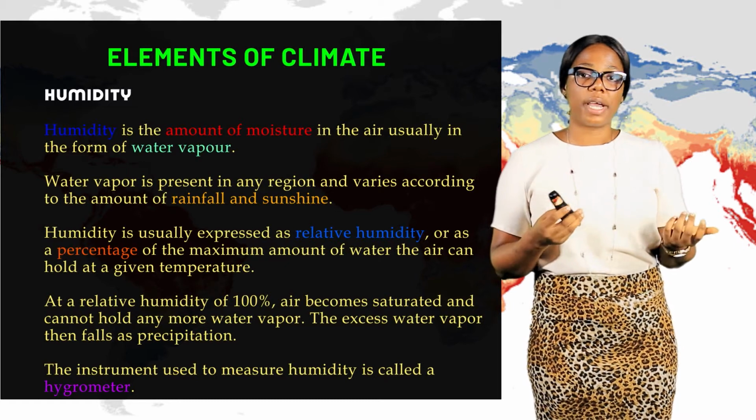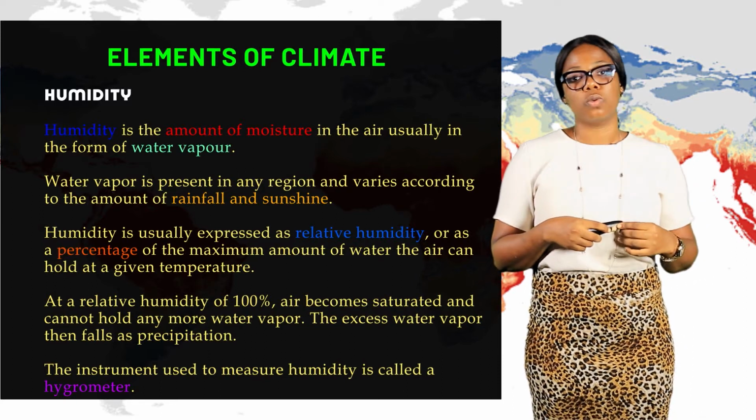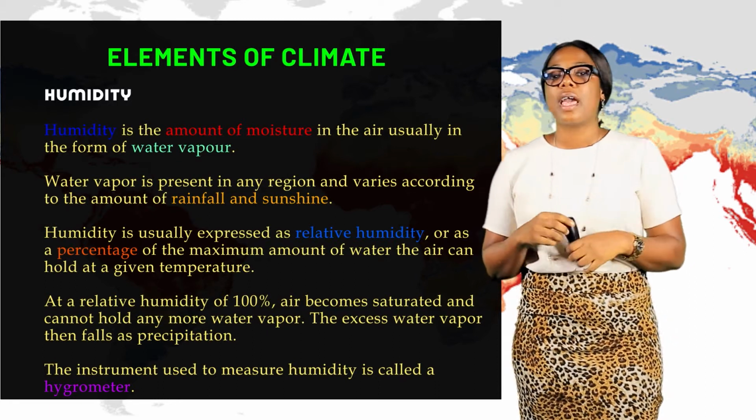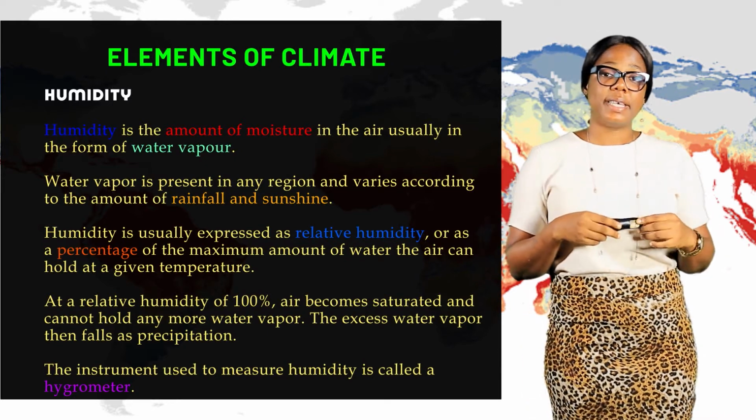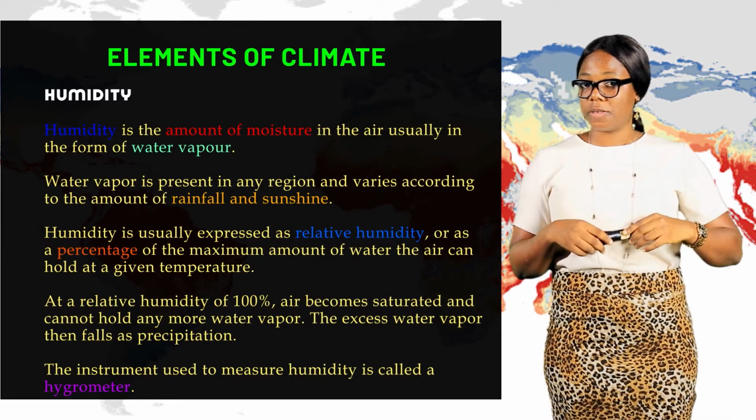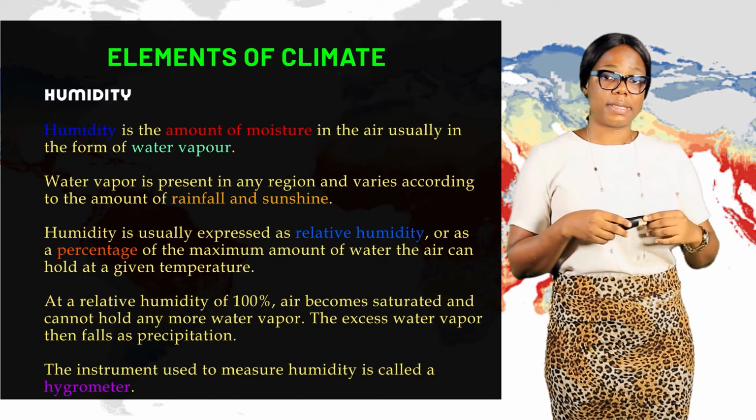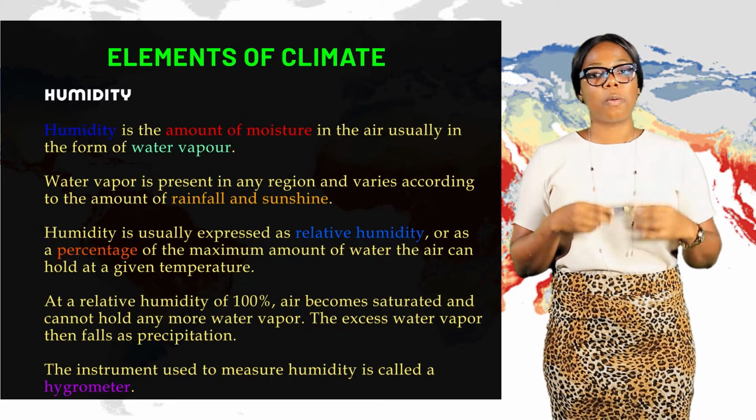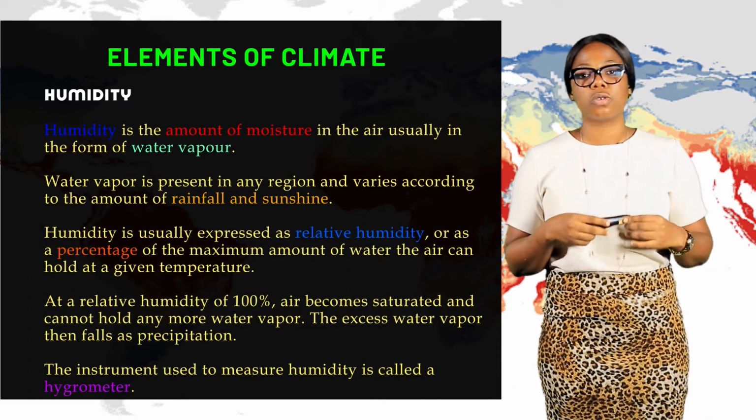This is because sunshine helps in the evaporation of water found in that region, which can lead to water vapor in the atmosphere. Humidity, as an element of climate, is usually expressed in the form of relative humidity. Relative humidity is expressed as a percentage of the maximum amount of water vapor the atmosphere can hold at a particular time. When relative humidity gets to 100%, it means the air can no longer hold that water vapor. It now pours it down as precipitation, which could come in different forms, whether liquid or solid form.